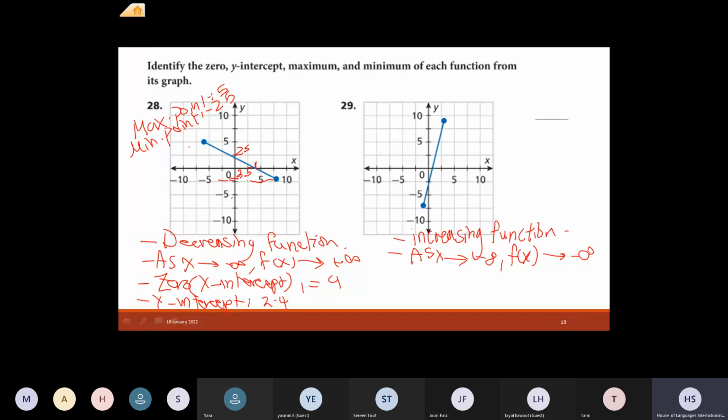Bravo. Thank you. Habiba, where's the zero here? The zero of the function. Here it's 2.5. Here it's 2.5. Here it will be what? 1. But I have to write down 0.